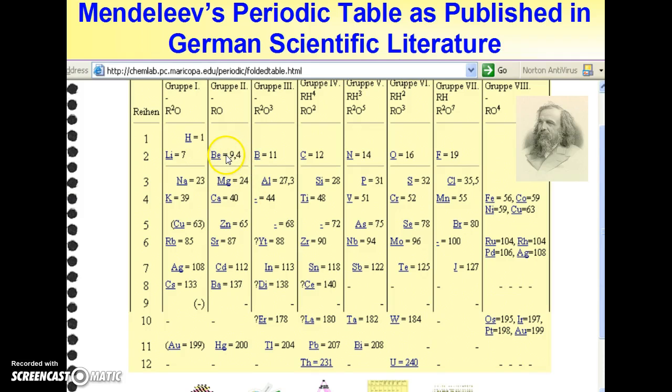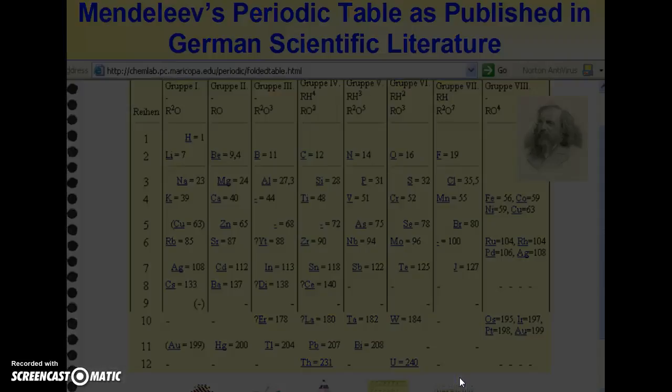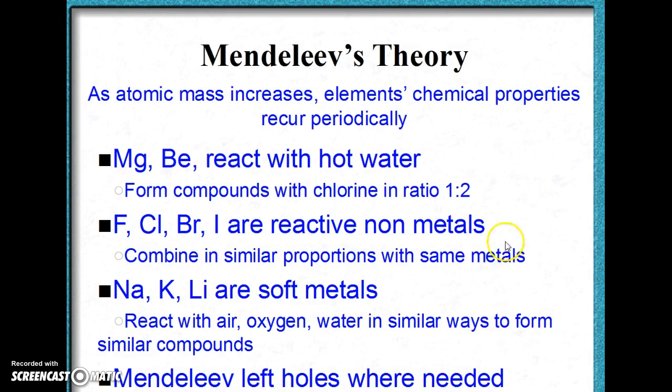Here's a lot of the group 2 elements that we're familiar with: beryllium, magnesium, calcium, and the halogens, fluorine, chlorine, bromine, and iodine, are also here. So there's a lot of the elements that we are familiar with. You'll notice something about his table in just a moment.